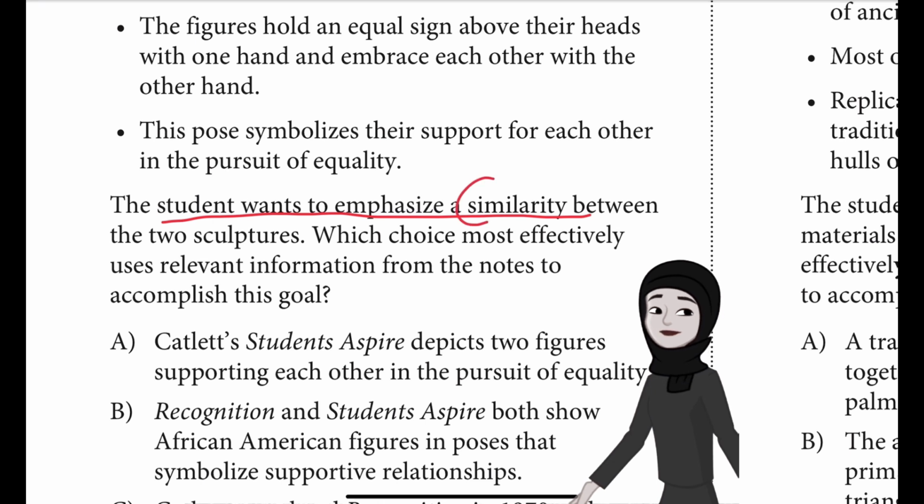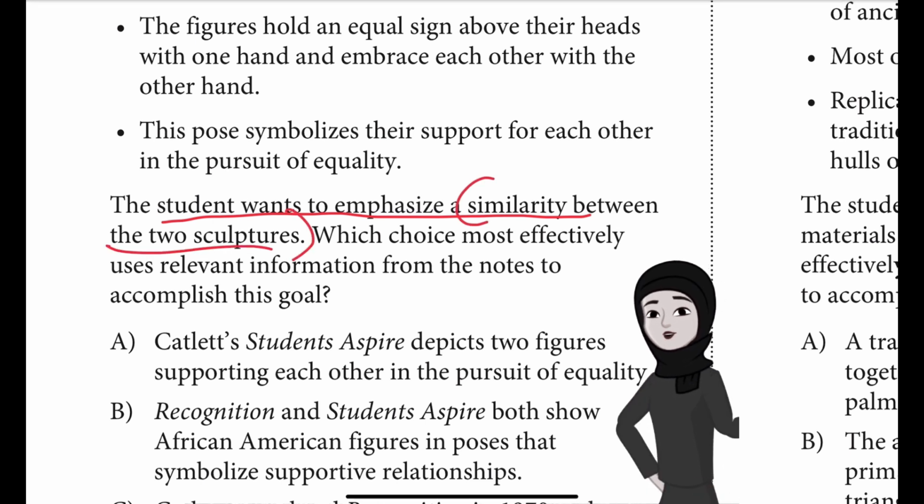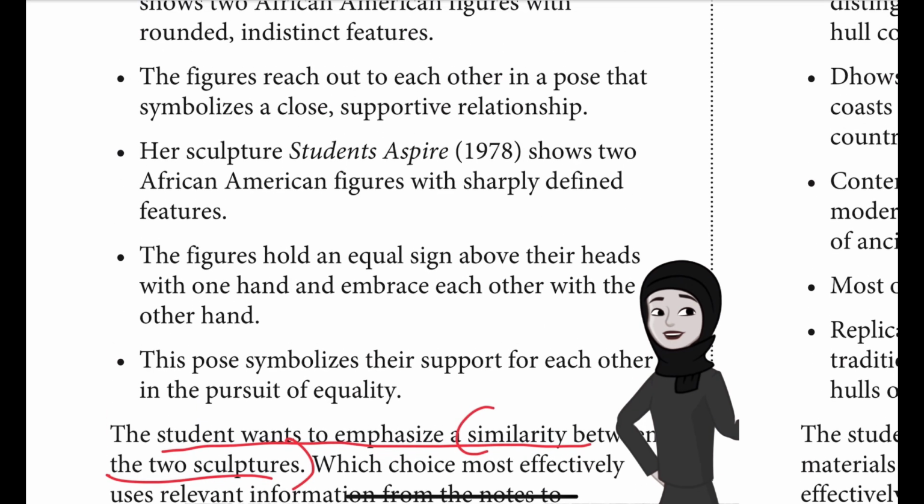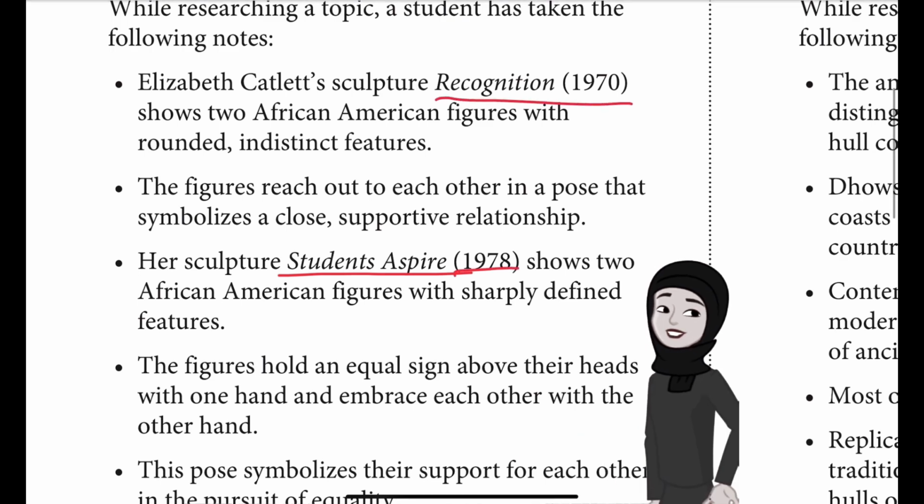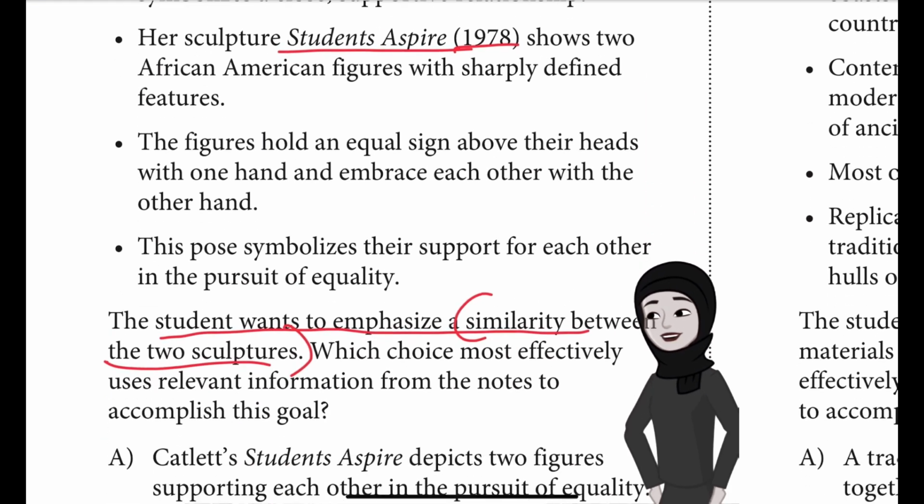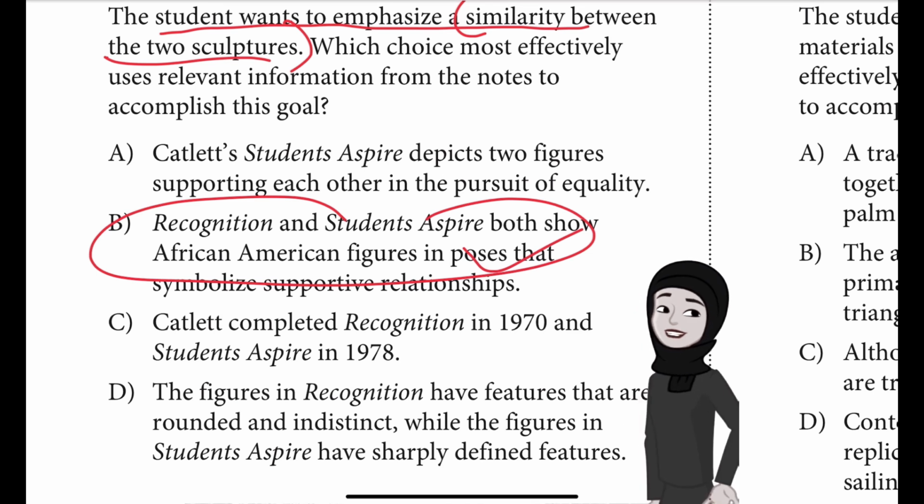He wants to emphasize a similarity between the two sculptures. So we have to choose the answer which will have a similarity between her two sculptures which are mentioned, the Students Aspire sculpture as well as the Recognition sculpture. So what is the similarity? If you said B, well done, that is the right answer. Choice B is the best answer.